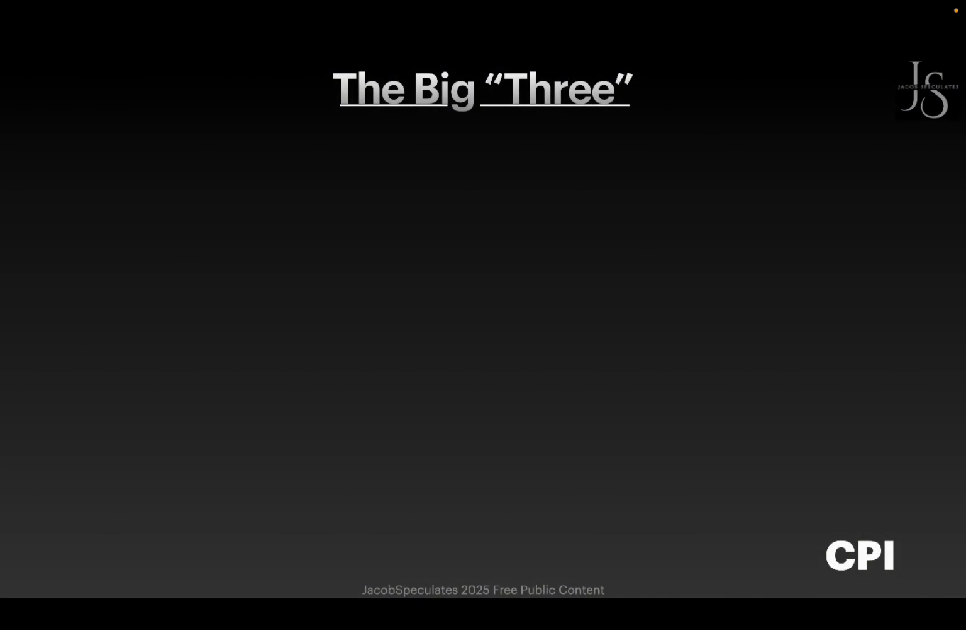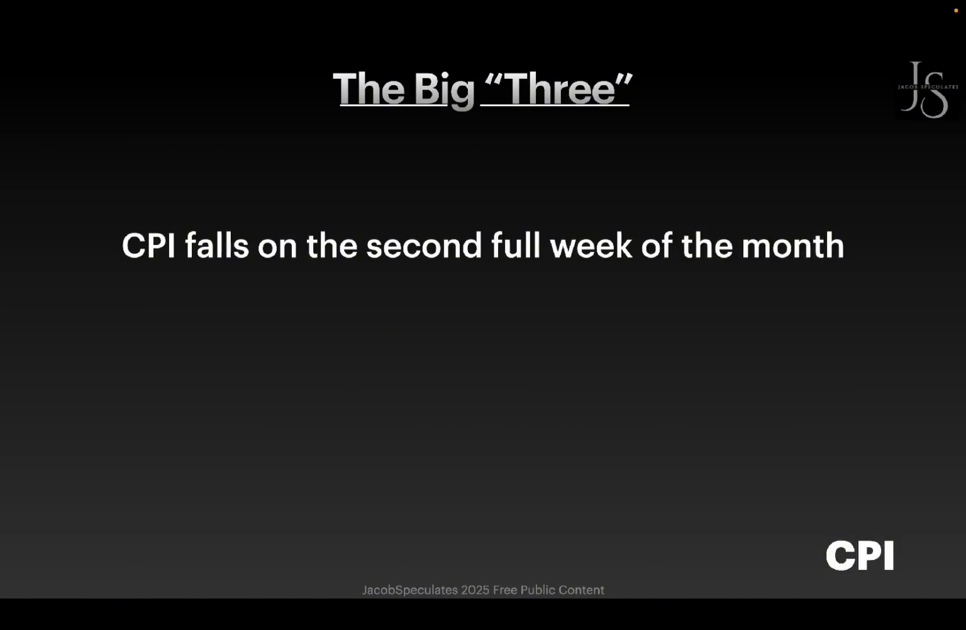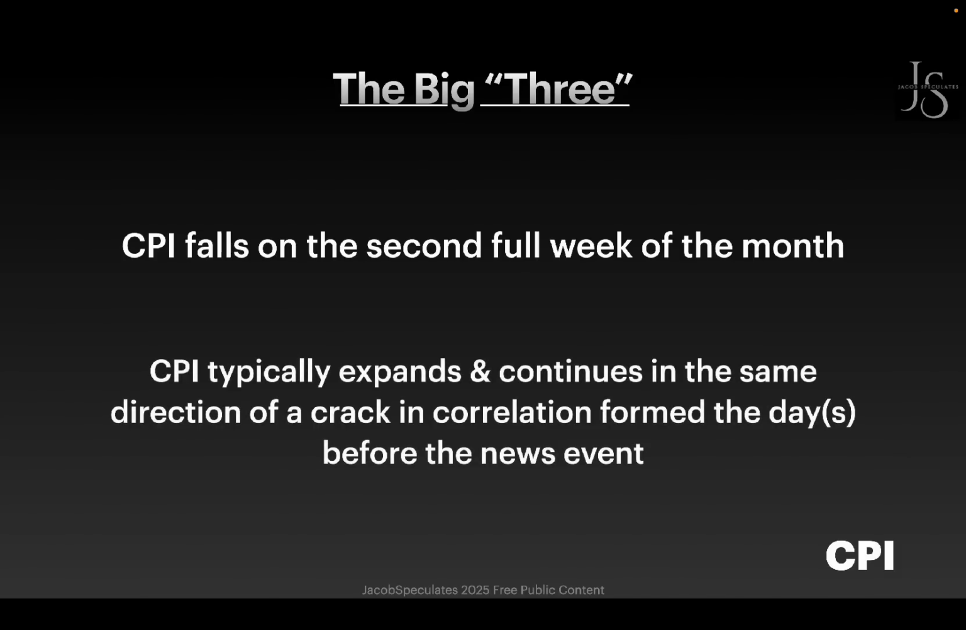And now looking at CPI. CPI falls on the second full week of the month. CPI does not have to follow a standard day like non-farm payroll. For example, non-farm payroll always falls on a Friday. But CPI generally will be between Tuesday, Wednesday, or Thursday on the second full week of the month. So CPI typically expands and continues in the same direction of a cracking correlation formed the day or days before the news event.